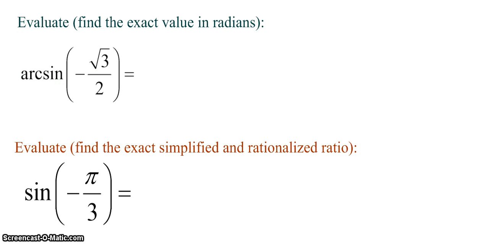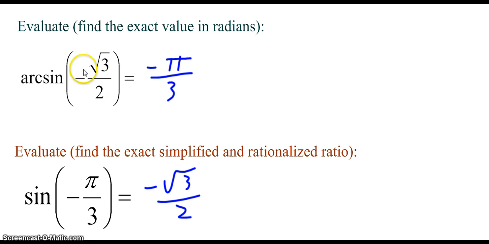Okay, next, I want you to find the exact value in radians, so this is from the unit circle, of arc sine of negative root 3 over 2, and find the exact simplified rationalized ratio of the sine of negative pi thirds, also from the unit circle. Pause the video, evaluate each of those.